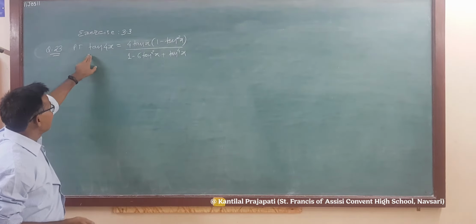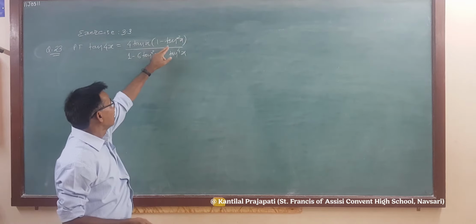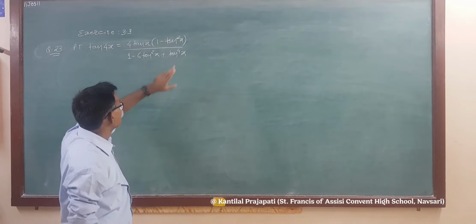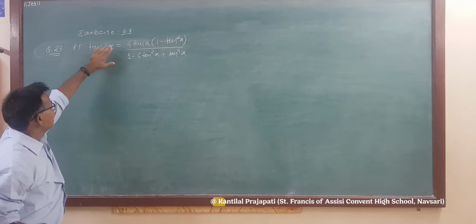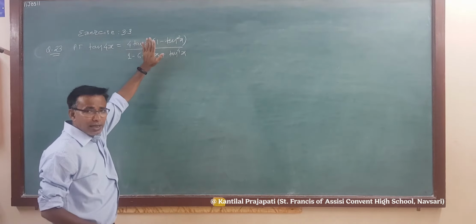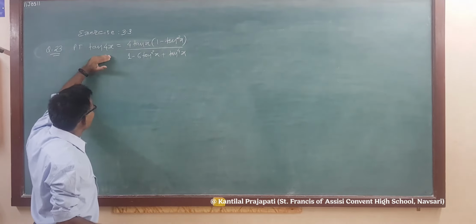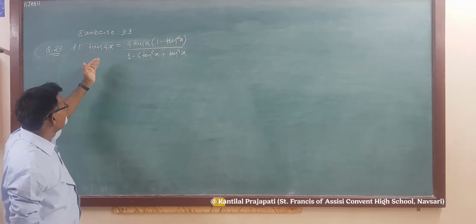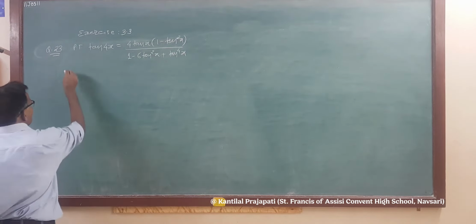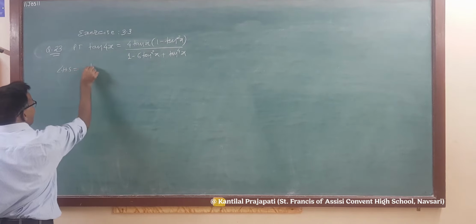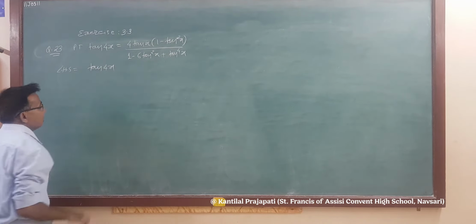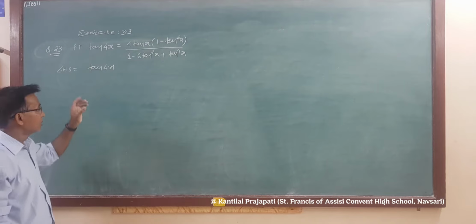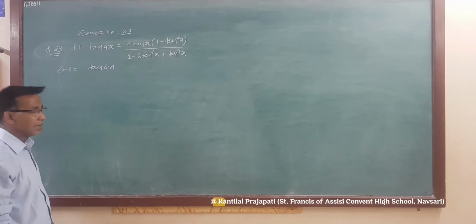Question number 23, prove that tan 4x is equal to 4 tan x into bracket 1 minus tan square x, whole divided by 1 minus 6 tan square x plus tan raised to 4x. See, the LHS angle is 4x and the RHS angle is only x. That is, we have to express tan 4x in terms of tan x. Now we have to make the angle small. First we write LHS tan 4x. We apply the formula of tan 2x. Tan 2x is equal to 2 tan x upon 1 minus tan square x, or tan 2 theta is 2 tan theta upon 1 minus tan square theta.